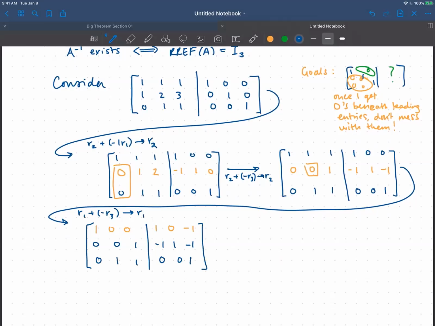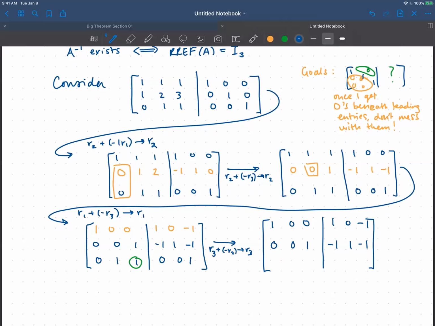Okay, we're almost there. Let's take row 3 plus negative row 2, and make that our new row 3. The purpose of that is I'm trying to get rid of that little entry there. So that's going to take care of that for me. And let's fill in our matrix. The only thing that's going to change here is row 3. So row 1 is still 1, 0, 0, 1, 0, negative 1. Row 2 is still 0, 0, 1, negative 1, 1, negative 1.